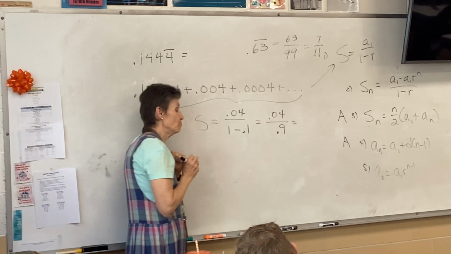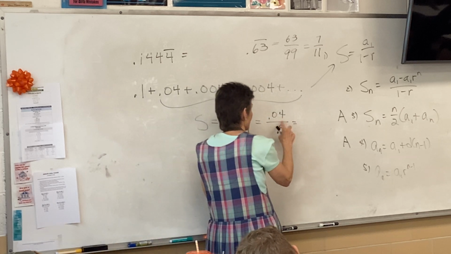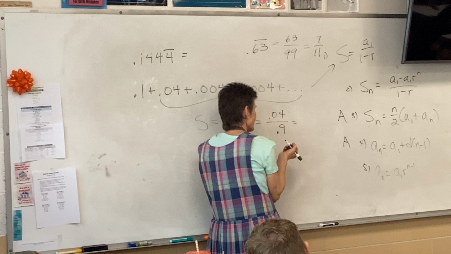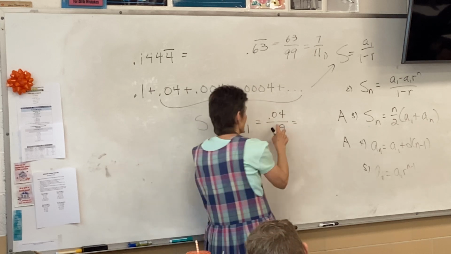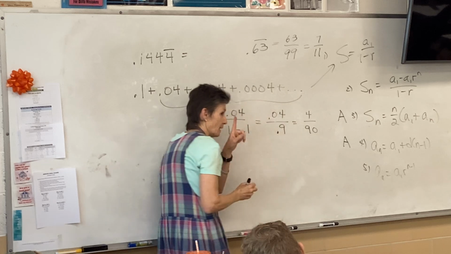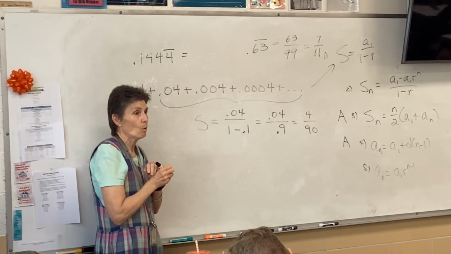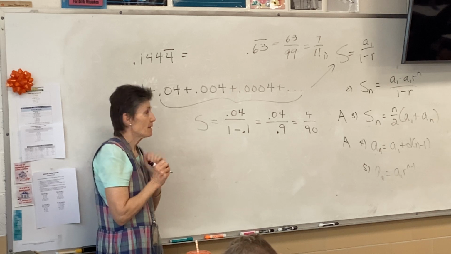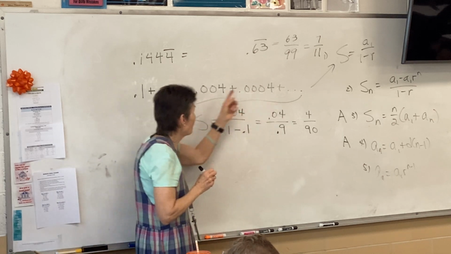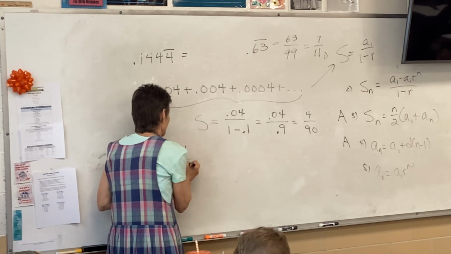I'm going to go ahead and move the decimal point 2 places to get rid of it. So I move it 2 places. It's like timesing by 100. So that's 4 over 90. I know that reduces, but don't. Just hang on to that for a second. 4 over 90. So this part, the 4 part of the number, is 4/90.